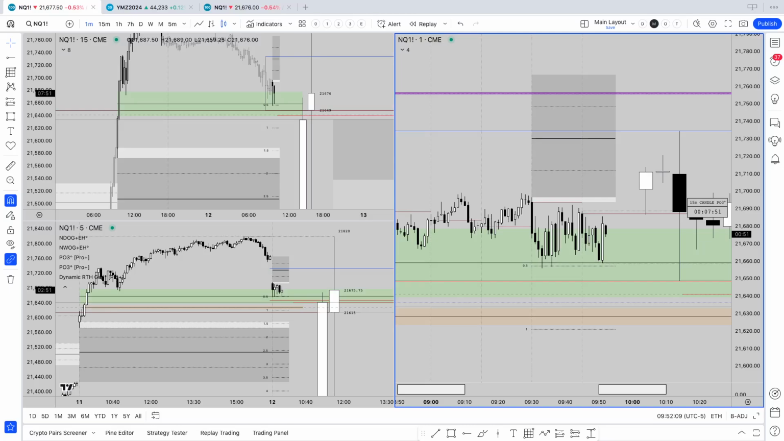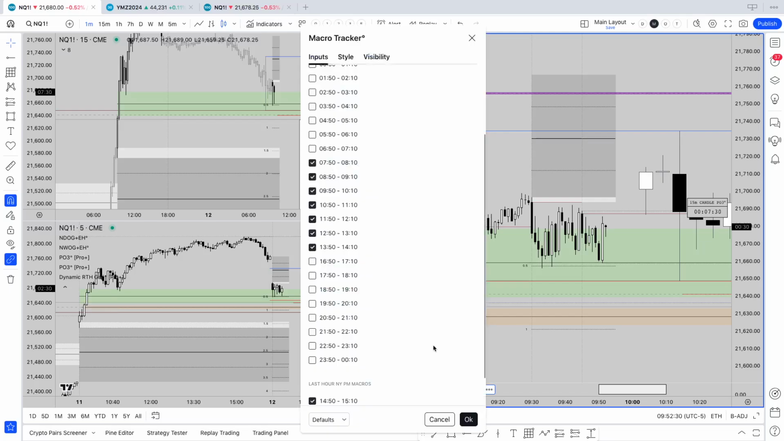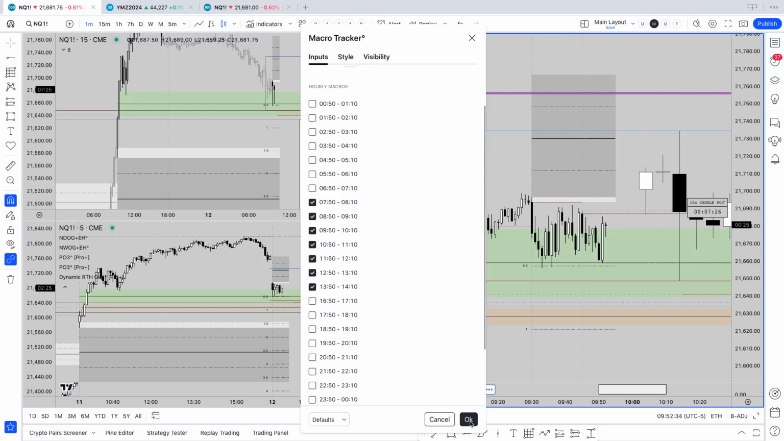All the indicators that I have on my chart are from the best coder in the world, Toodegrees. This is the macro tracker here. It's nice. You can basically turn on the macros that you want to monitor.